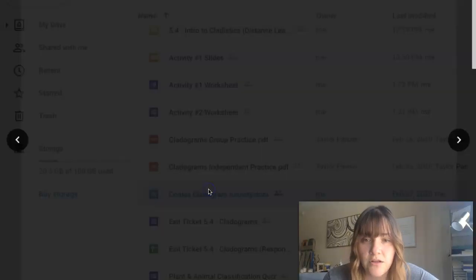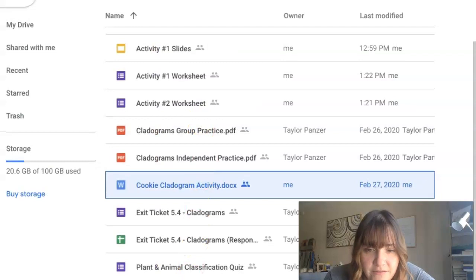Oh, you got to see my whole... where is it? Virtual cookie cladogram.